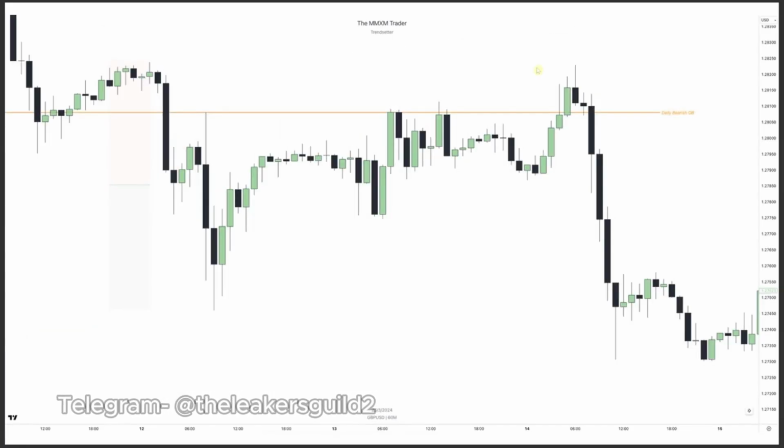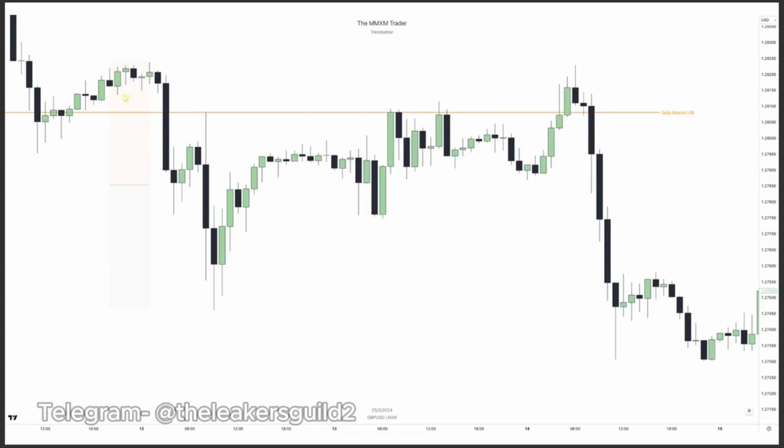So let's zoom in on the 1 hour chart over here and see if you can spot the double purge. Again, discount and premium of the range, right?